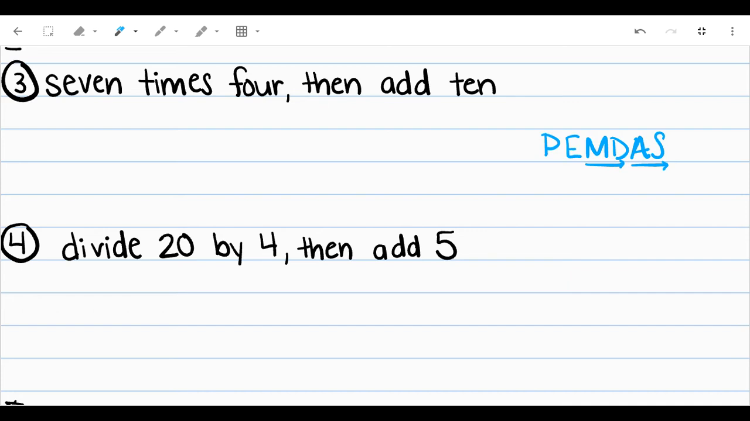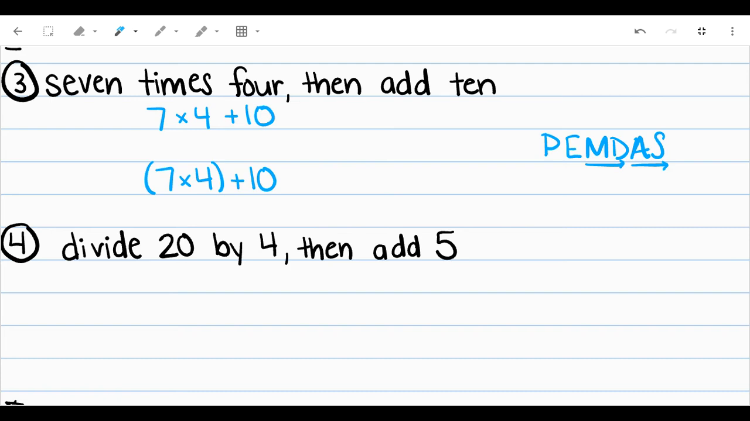So if we just do 7 times 4, then we're going to add 10. And if we do that, we're going to have the problem in the correct order. We could do 7 times 4 in parentheses and then add 10, which is fine as well. That's just giving you an extra emphasis on doing 7 times 4 first.